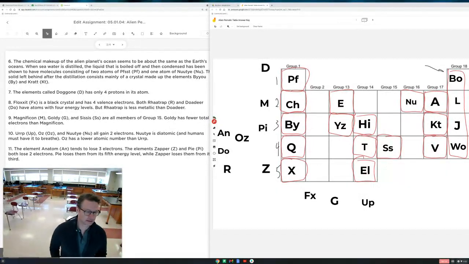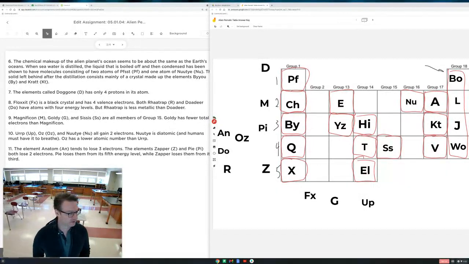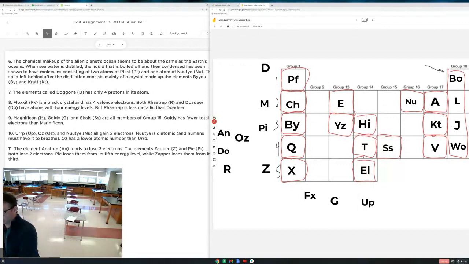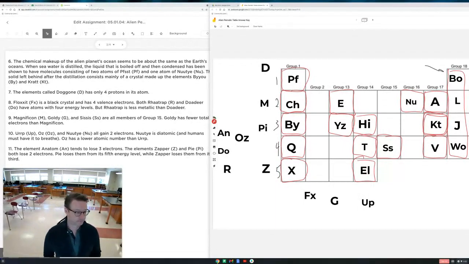So it says it's made of By and Kt. Well, By we already know is the alkali metal in the third row, which is sodium. That means that Kt is chlorine, which is in group 17. It's one of the halogens. We actually already have that in place. Okay, so we know that that's right. We're confirming that that's in the right spot.